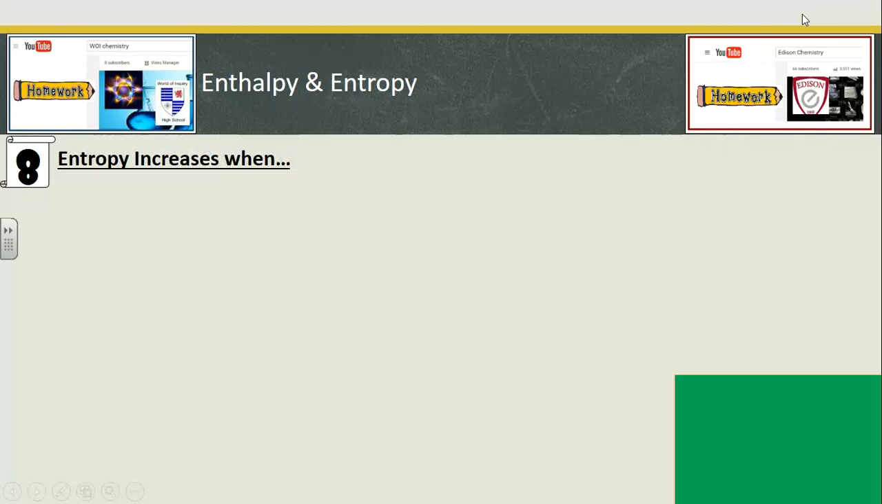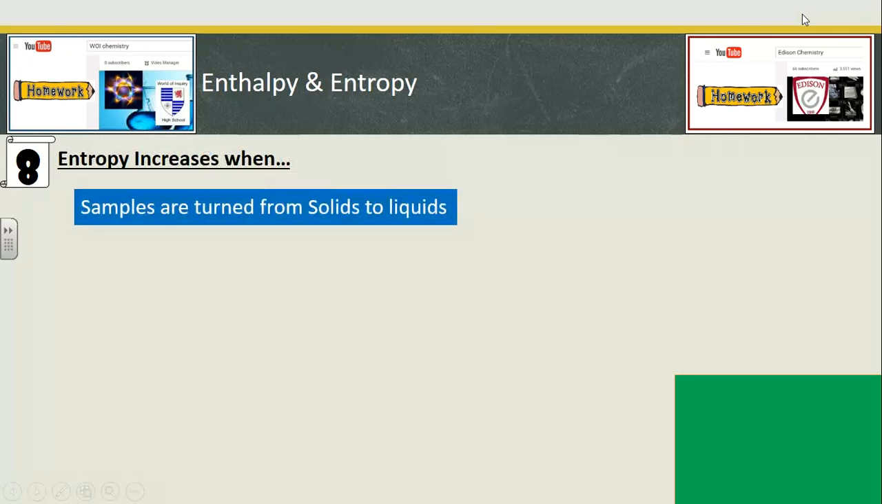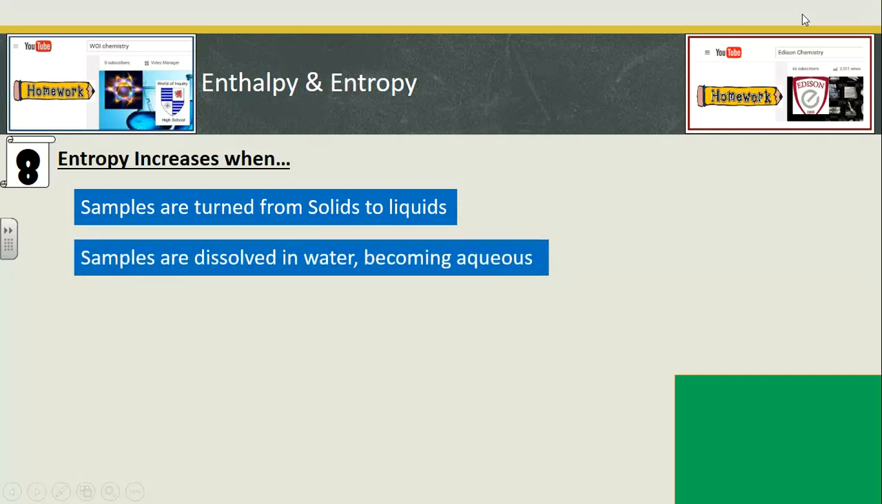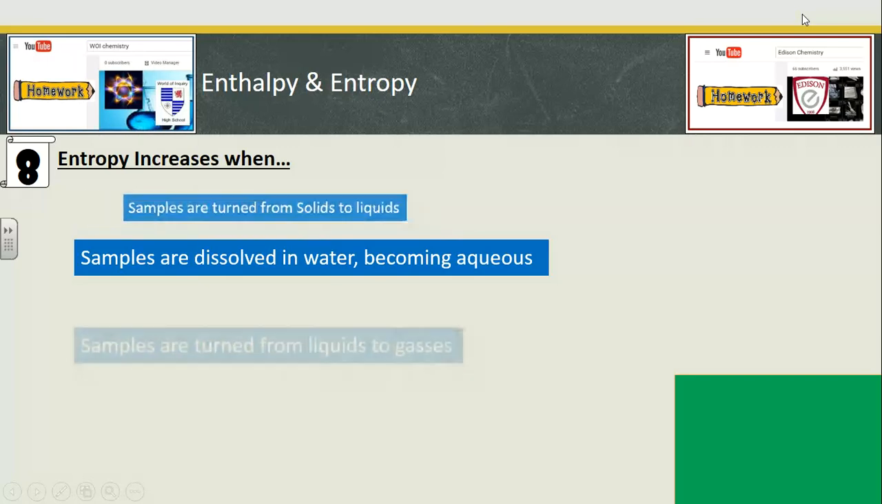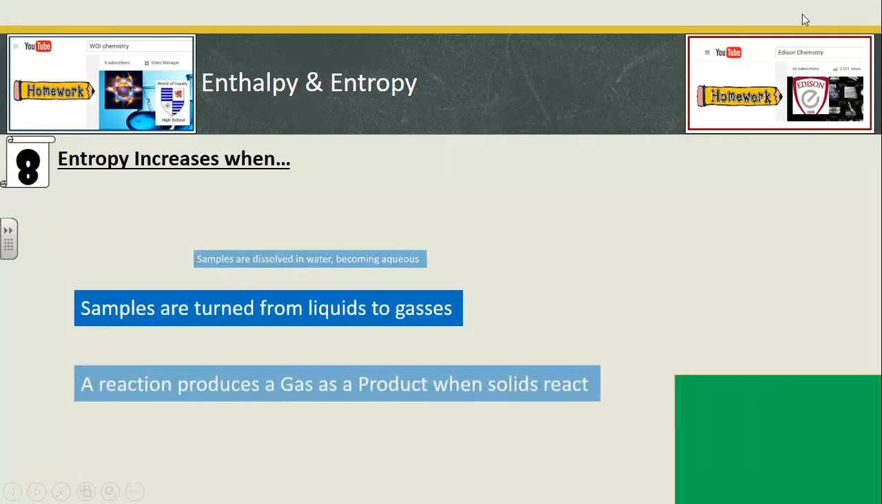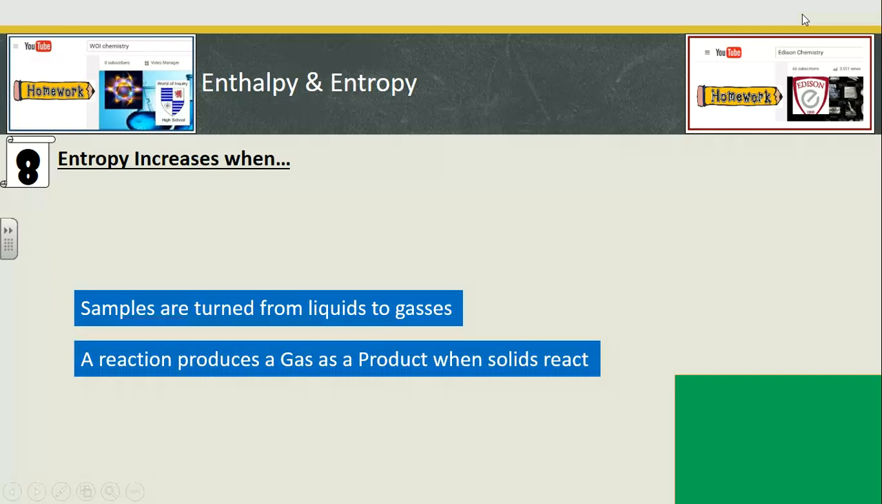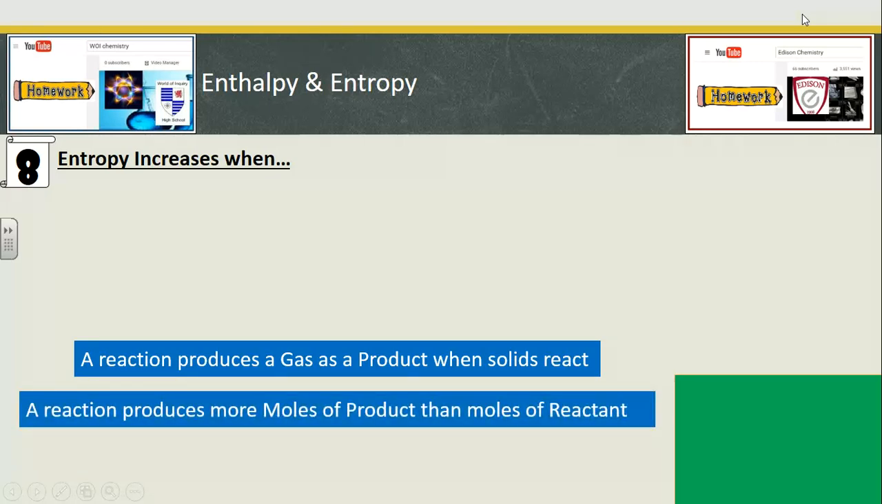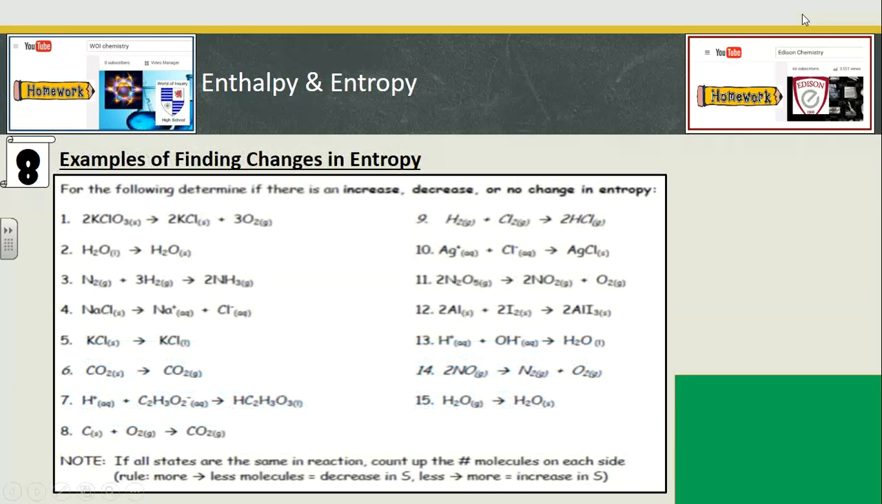Okay. Entropy increases when samples are turned from solids to liquids to gases. Solids dissolving in water. There's liquids to gases. And gas as a product is usually when entropy increases. If a reaction produces more moles of product than moles of reactant, so you're producing more stuff than you consumed, that makes more randomness.